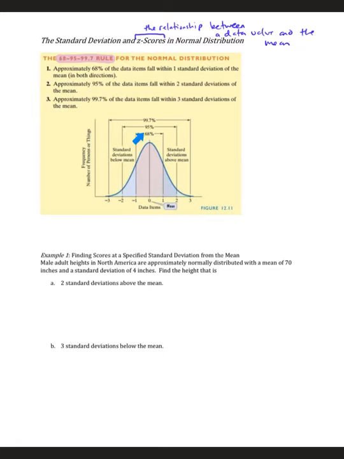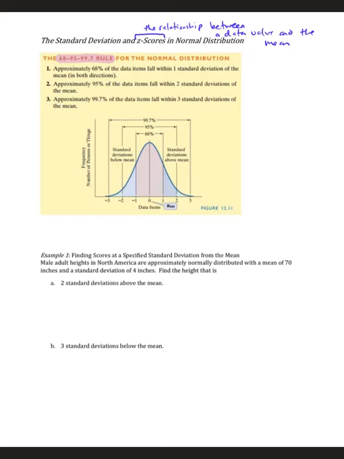What this rule states is that 68% of all the data values will lie within 1 standard deviation above or below the mean. So 68%, over half. It tells us that 95% of the data values will lie within 2 above or 2 below. And then it tells us that 99.7% of the data values will lie within 3 above or 3 below.